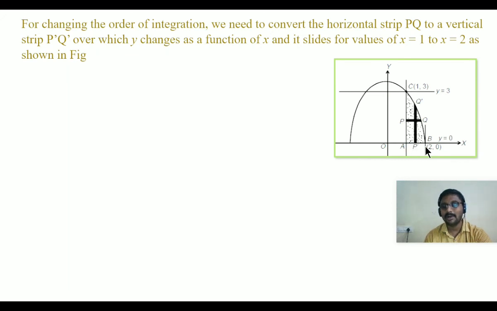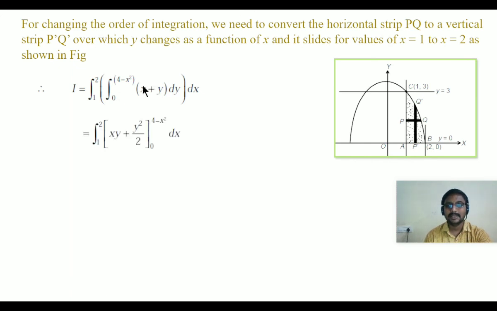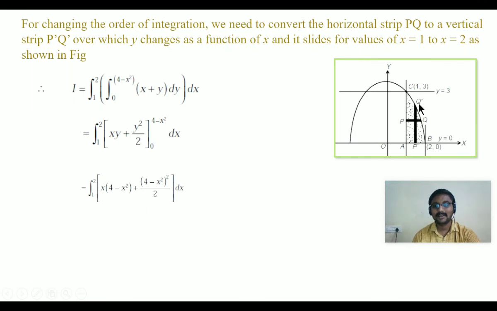x varies here from 1 to 2. Now changing the order of integration, we change the limits: x varies from 1 to 2 and y varies from 0 to the curve. What is the curve here? The curve is y equal to 4 minus x square, the parabola. So the y limits are 0 to 4 minus x square, and the x limits are 1 to 2. Here AB is the region, in which (1, 0) and (2, 0) are the end points, and x varies from 1 to 2.